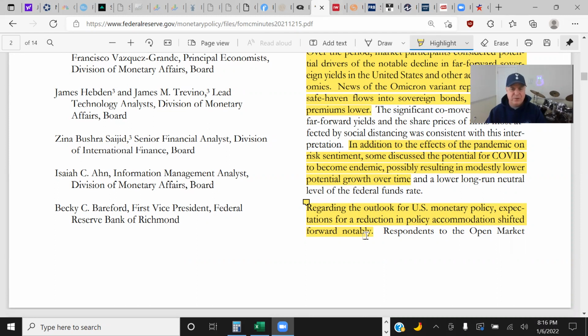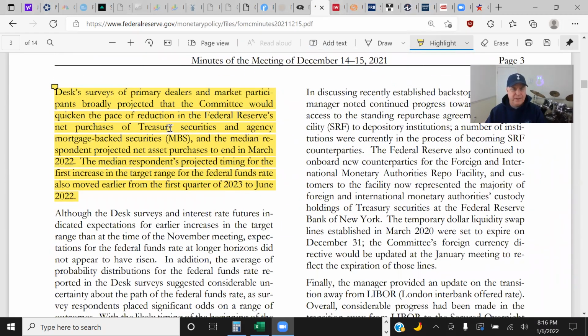Basically saying that we're going to taper faster. This we already knew. This should not have shocked anybody. And again, they're talking about a faster taper.